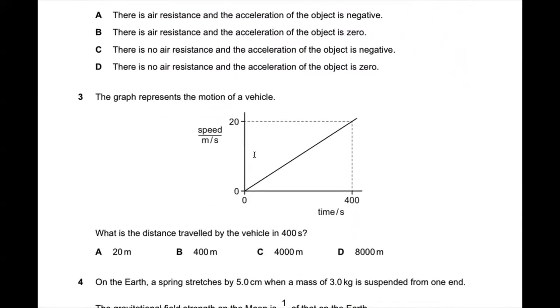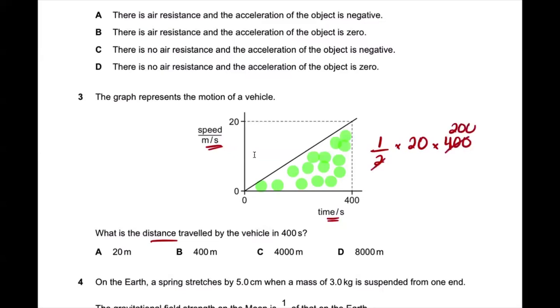Question number 3, what is the distance traveled by the vehicle in 400 seconds? Again, this is a speed time graph. So distance is the area under the graph. So all of this area is what we need. And it's really easy to find out. It's just the area of a triangle. So half base into height. So half into 20 into 400. So it's going to be 20 times 200, which is going to be 4,000 meters. Also really easy.